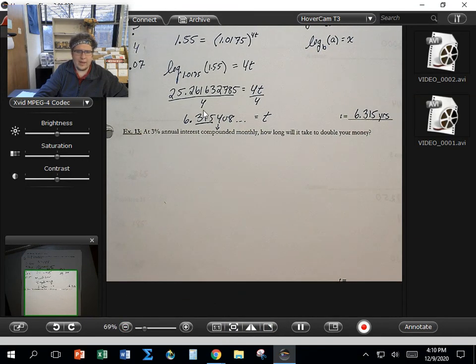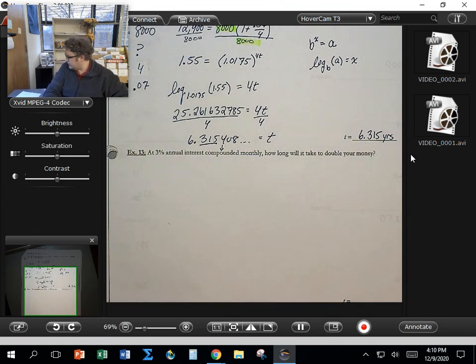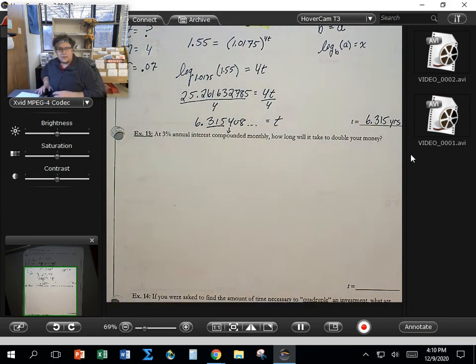Hello and welcome back. So we are on example 13. This is on page 5 of our compound interest packet, and we're solving for time. And if you haven't watched examples 11 and 12, you want to go back and watch those because those came before example 13. So if you're on to example 13, you have found the right place.